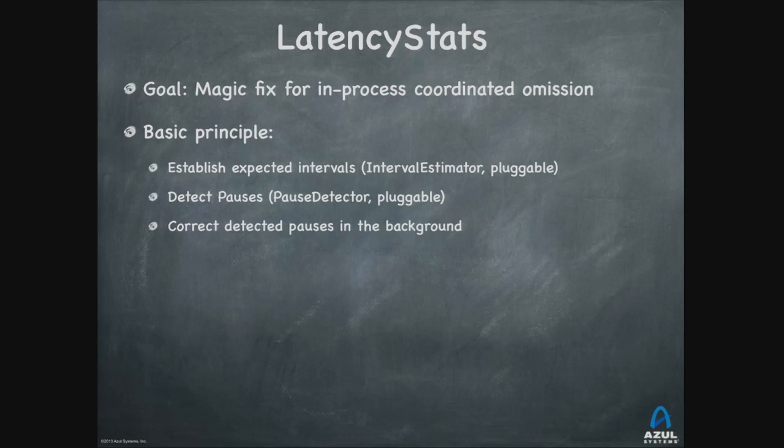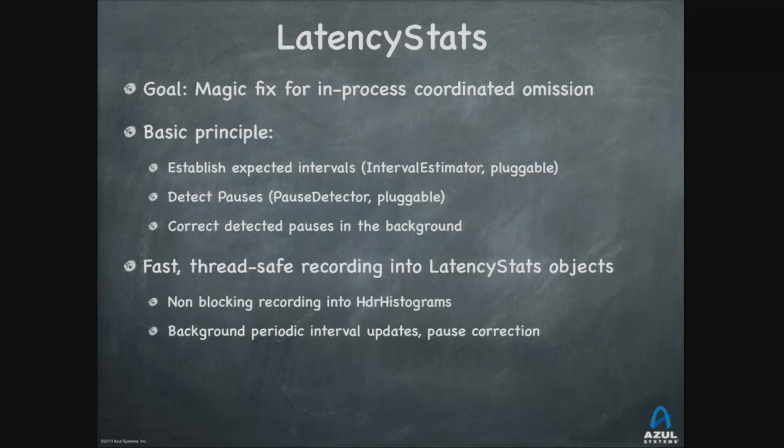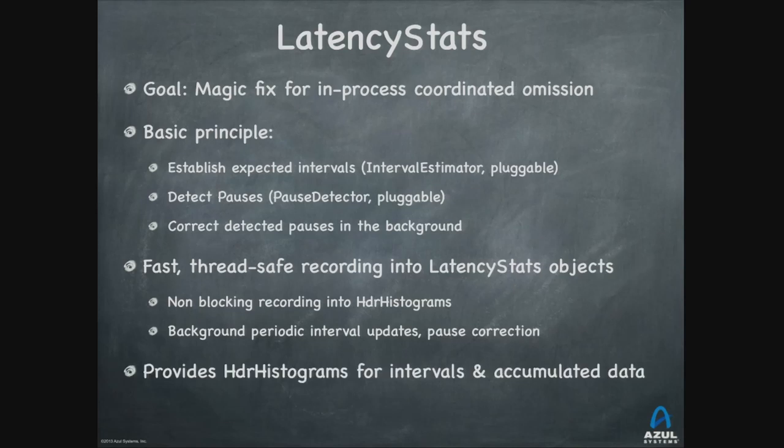And what it does with that is every time it detects a pause, it tells all the LatencyStats buckets that a pause happened, so they all recreate. They project their intervals into the missing parts, recreating missing results according to magnitude. And it keeps all this internally in HDR histograms under the hood. This is all nice, fast, non-blocking, safe, and so on. And it reports back with HDR histograms.